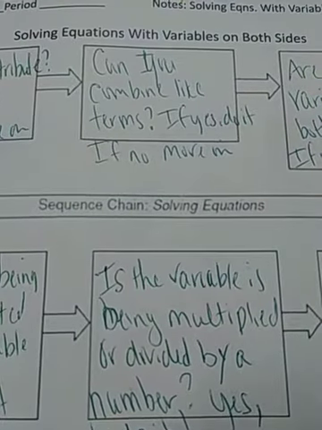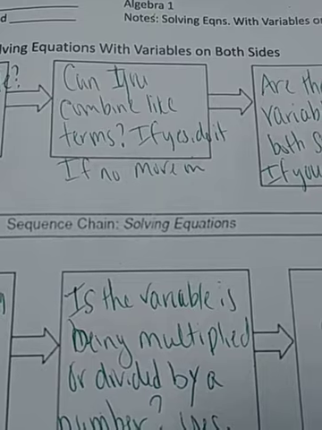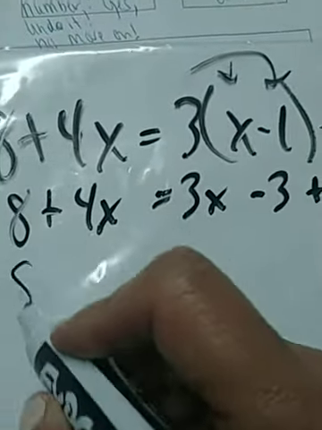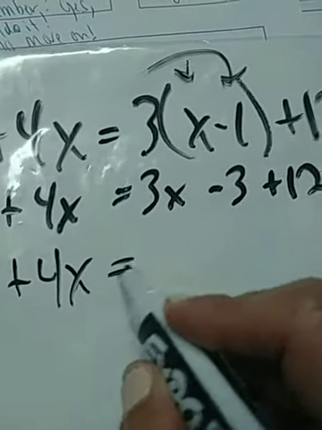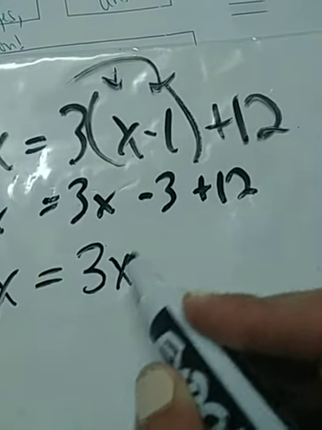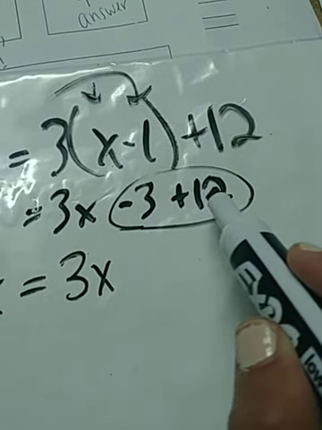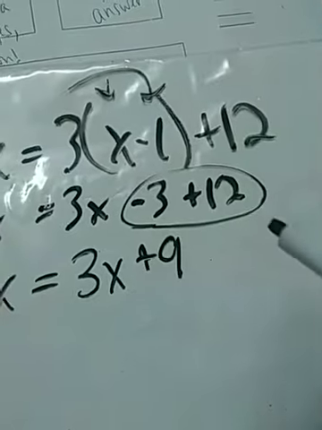Can you combine like terms? If yes, do it. If no, move on. So I'm going to look at my problem and see that these are going to stay the same. I can't combine them because one has an x and one does not. Over here, there's nothing else that has an x, so I'm going to write down 3x. But I can combine these two. And negative 3 plus 12, or 12 minus 3, is a positive 9.